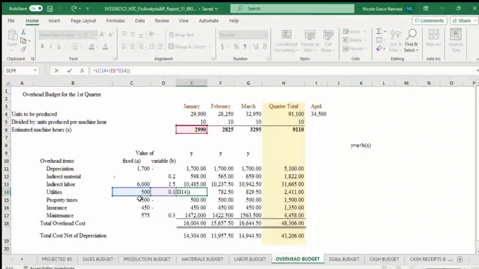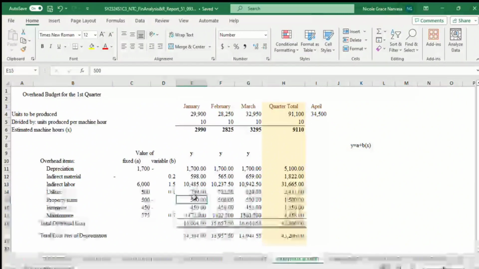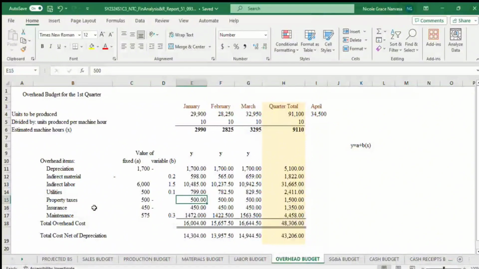For the utilities, it's just the same. A, which is the fixed 500, plus 0.1 from B variable, multiplied by 2,990, which is X, the estimated machine hours, will be 799. So that's how you get these three months. Next is for the property taxes and insurance. It's just fixed only. Therefore, you'll just be needing to copy that for all of the months, and then add it to get the total of 1,500.